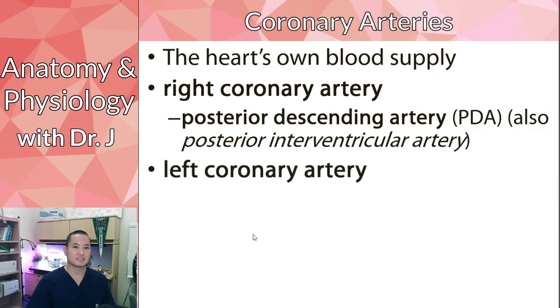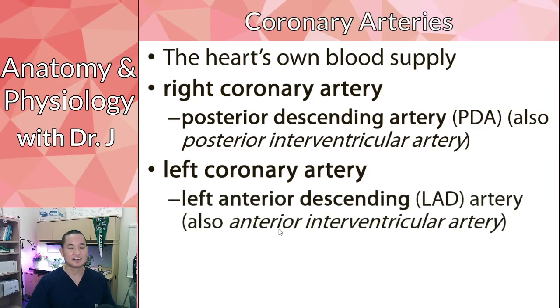And then the other branch: you have the right coronary artery, you have the left coronary artery, and this is one big one. I often call it the LAD all the time, the left anterior descending artery. And I love that one. Why? Because it tells you exactly which way it goes. It goes left, it goes anterior, and it descends. That pretty much tells you the path. Also called the LAD artery, sometimes also called the anterior interventricular artery.